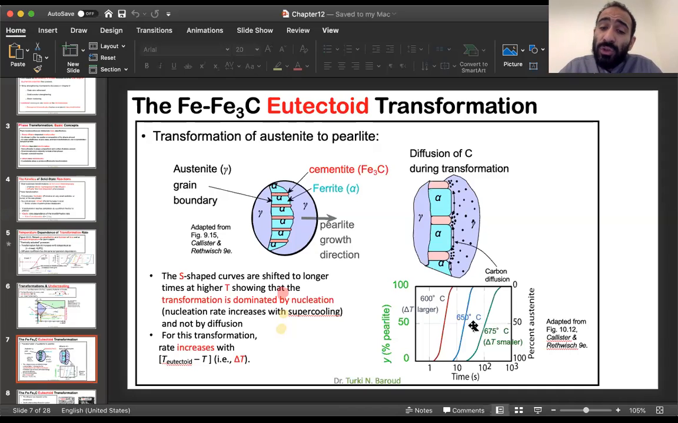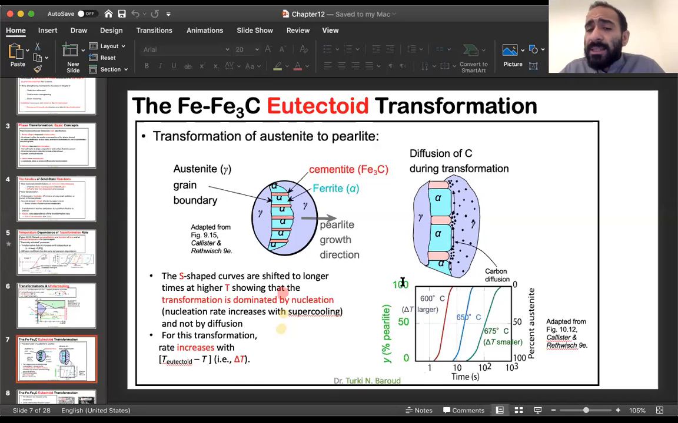Now, when you cool to 675, notice here on the x-axis how much time it needs in order to start the nucleation. Notice here it needs more time in order to start the nucleation of a new phase. If you cool down to a lower temperature, 650, you need less time in order to start the nucleation. If you cool down to a much lower temperature, larger delta T, right? You notice that, and what do you have? You need even less time in order to start the nucleation.